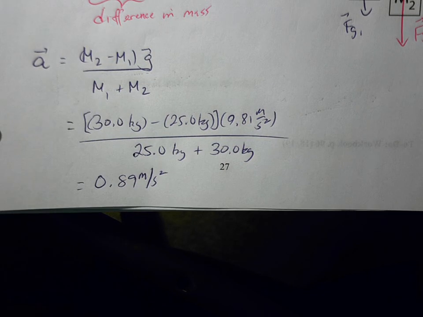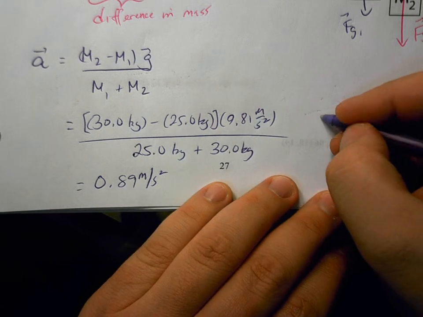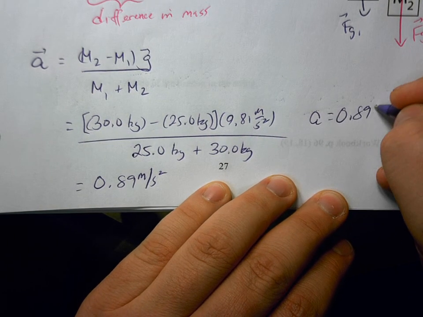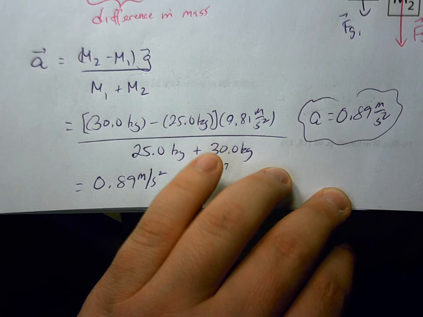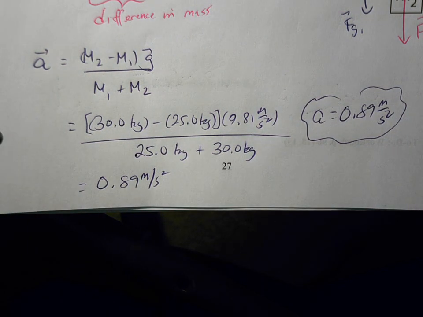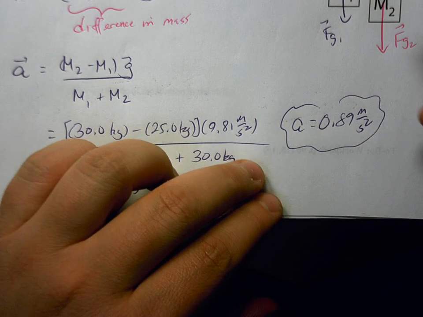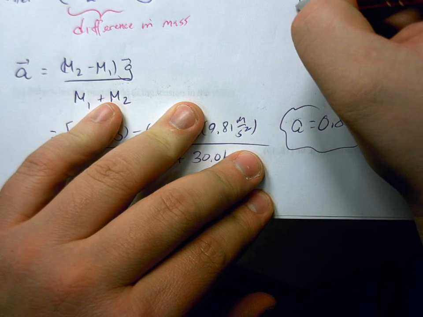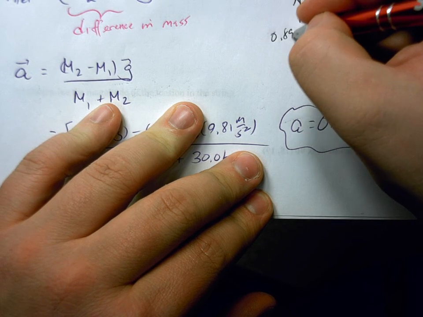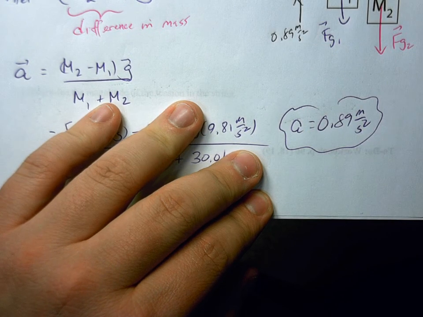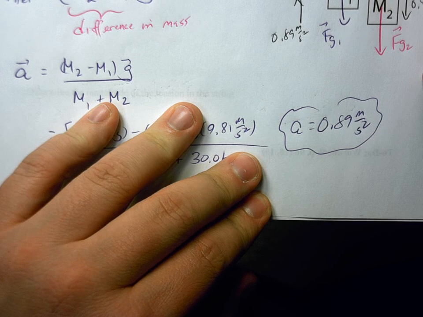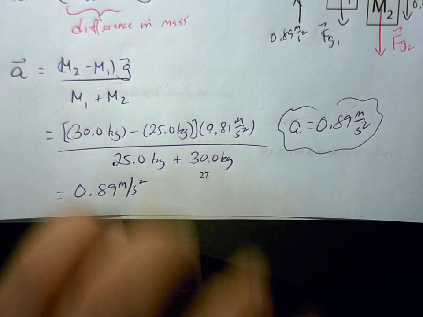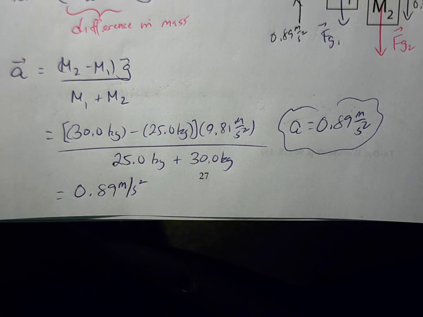Now it just asks for magnitude. I don't need direction or anything. So the acceleration of this system is about 0.89 meters per second squared. What this is telling us is that both of these blocks accelerate at 0.89 meters per second squared. This first block is going to go up at 0.89 meters per second squared. This second block is going to move down at 0.89 meters per second squared. They're both going to accelerate at the same rate. The only difference between them is they're going to go in different directions. One's going to go down, one's going to go up.